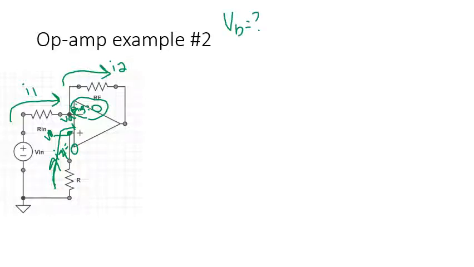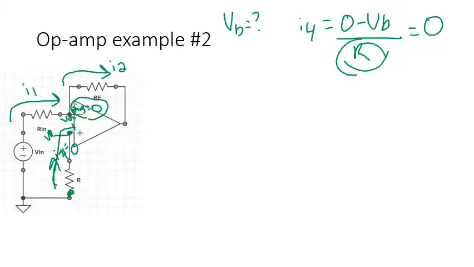Well, I4 really goes from ground down here, 0 volts, to voltage, whatever VB is, over my resistance right now that's just called R. But I4 is equal to 0. Okay, so if R is not a 0 value, or infinity, which a resistor can't be infinity, then VB must be equal to 0. So my voltage at VB is 0.